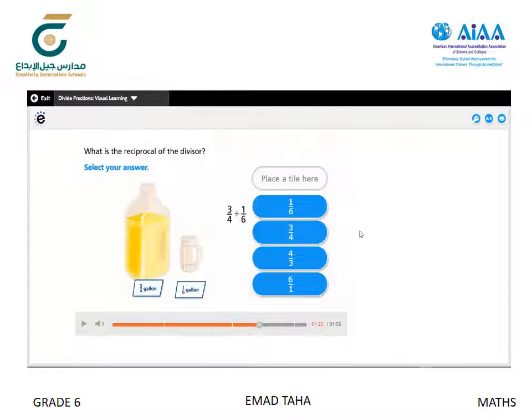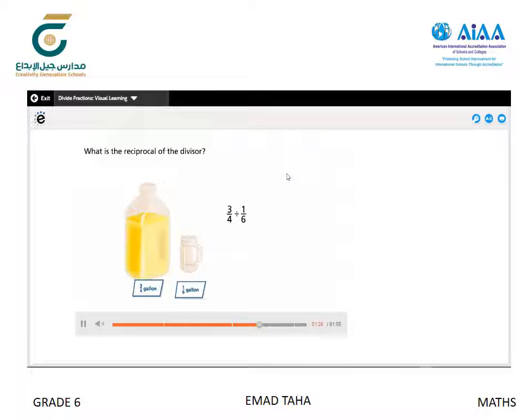Reciprocal means to invert the fraction: make the denominator the numerator and the numerator the denominator. So 1 over 6, its reciprocal will be 6 over 1. 6 over 1 is the reciprocal of 1/6. Andrew can fill 4 containers plus 1/2 of an additional container. Sometimes the fraction part of a mixed number can be interpreted as a remainder. Now you know how to find the quotient of 2 fractions. Okay, now we move to the practical.